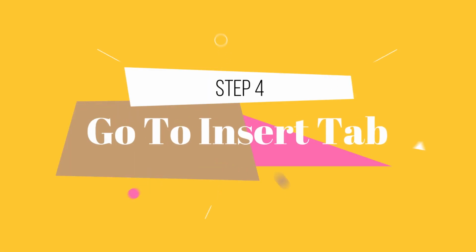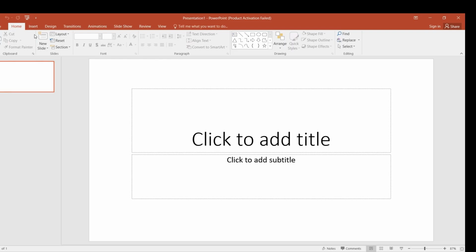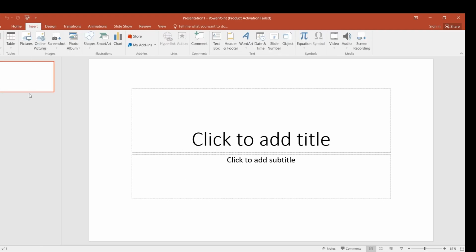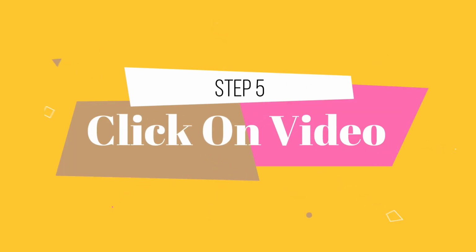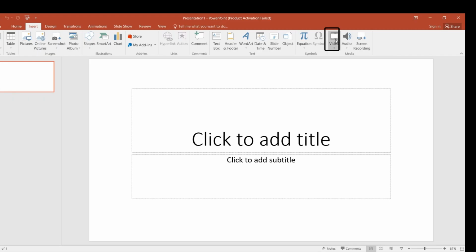Step 4. Go to Insert tab. After selecting the slide, go to the Insert tab located on the top menu bar. Step 5. Click on Video. Under the Insert tab, you'll find the Video button. Click on it, and a drop-down menu will appear.